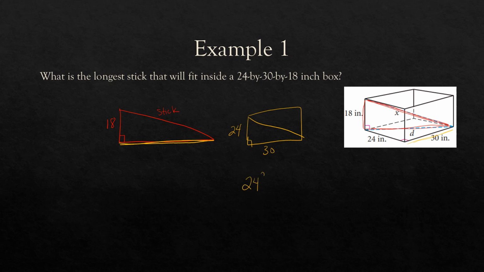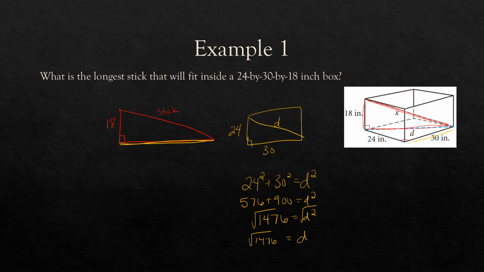24 squared plus 30 squared equals the length of that diagonal squared. This is the Pythagorean theorem: a squared plus b squared equals c squared. So 576 plus 900 is d squared. 1476 is d squared. So d is the square root of 1476.